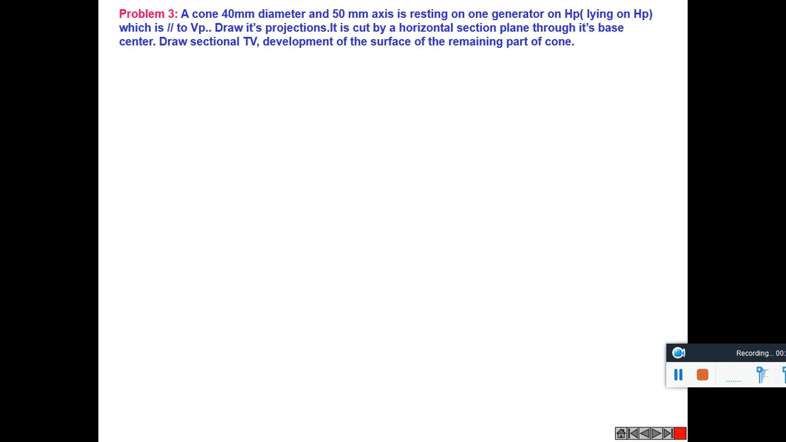Another problem, a cone 40 millimeter diameter and 50 millimeter axis is resting on one generator on HP, that is lying on HP, which is parallel to VP. Draw its projections. It is cut by a horizontal section plane through its base center. Draw sectional top view, development of the surface of the remaining part of cone.